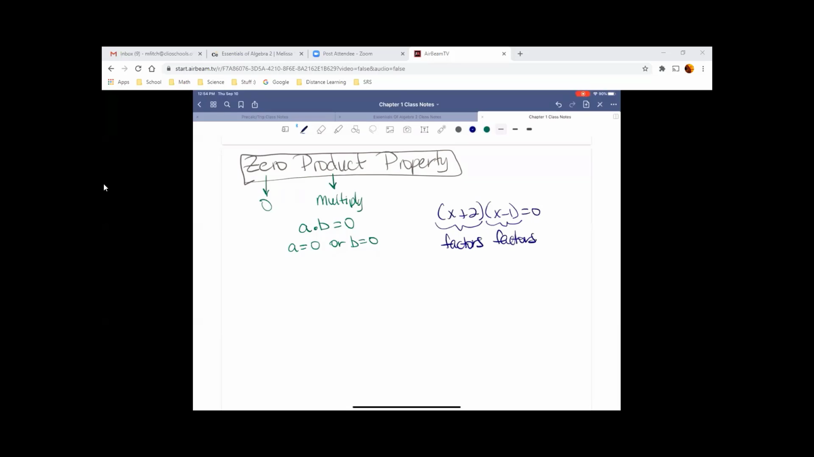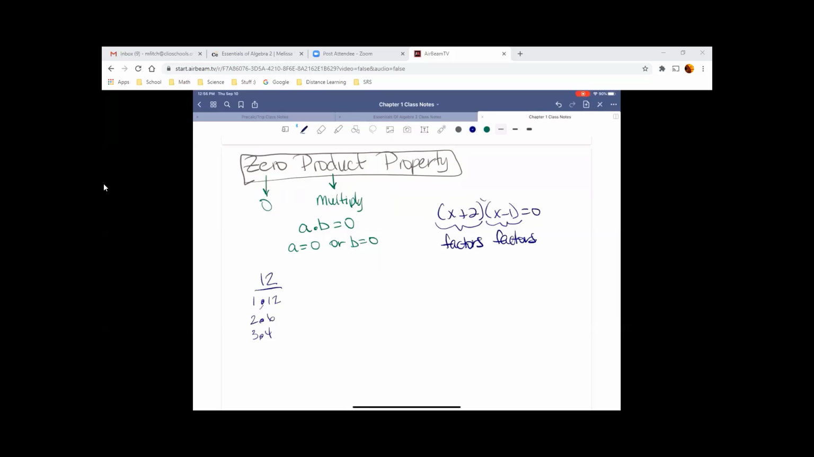No different than when you were multiplying, and they asked, what are the factors of 12? You remember the factors of 12? 1 and 12, 2 and 6, 3 and 4. So factors are the things that you multiplied by in order to get there. The zero product property says that when you're multiplying these factors and it equals 0, one or the other is 0.